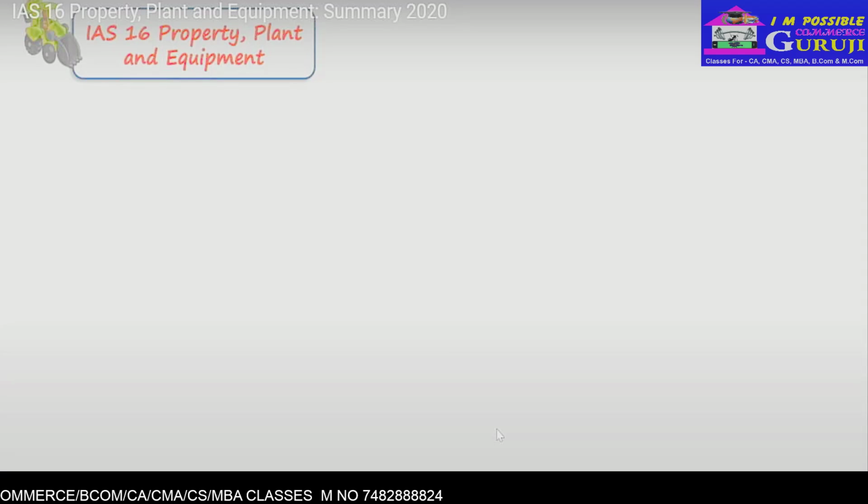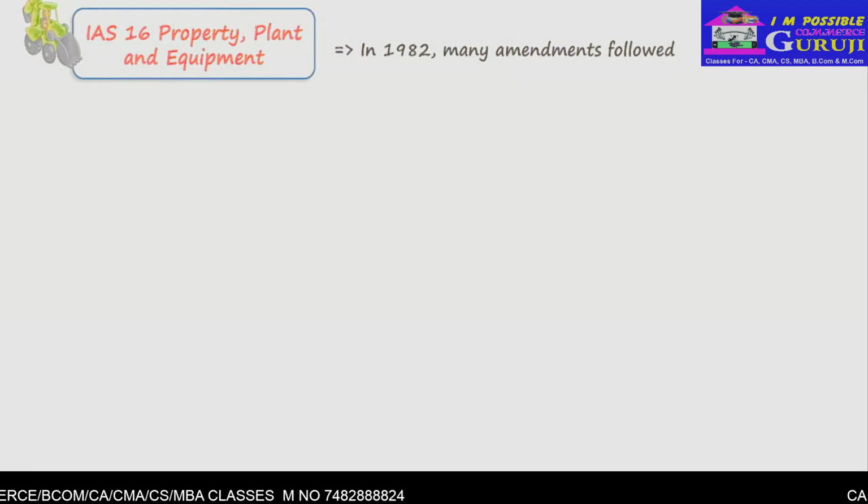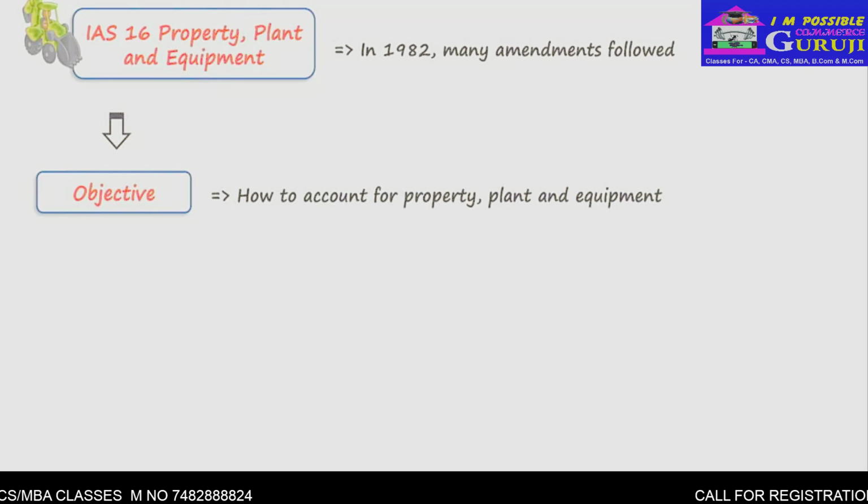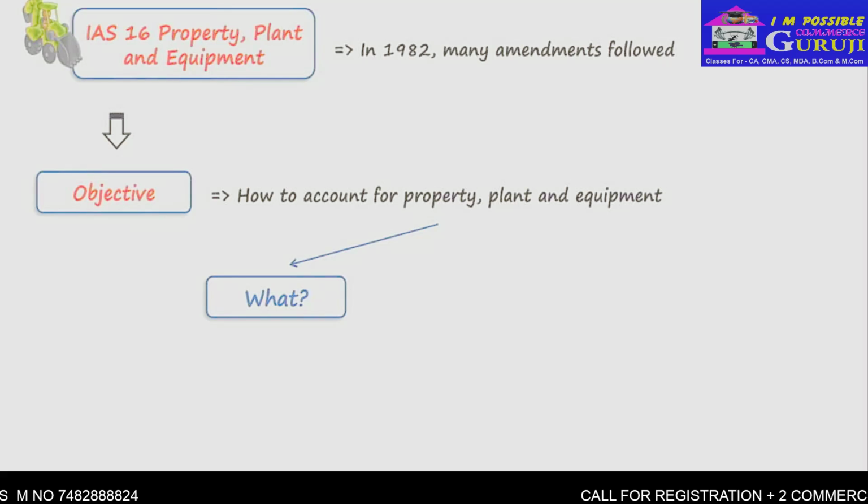Equipment is quite an old standard issued in 1982 for the first time, with many later amendments and improvements. Its main objective is to prescribe the accounting for items of property, plant, and equipment. And I would say that there are two main issues with PPE. Number one, what is property, plant, and equipment? And this includes its definition.